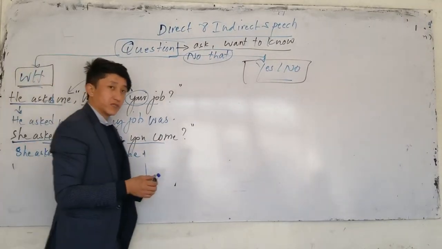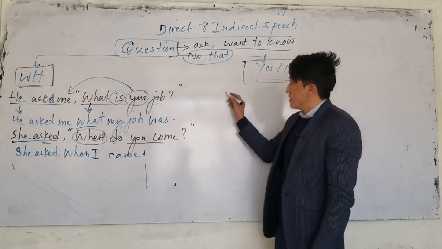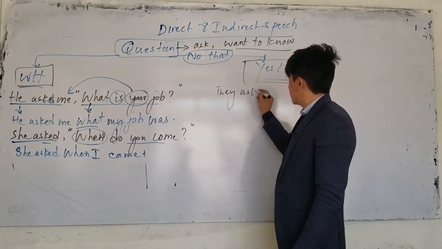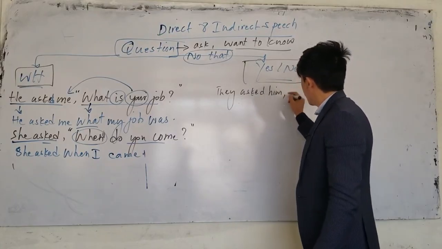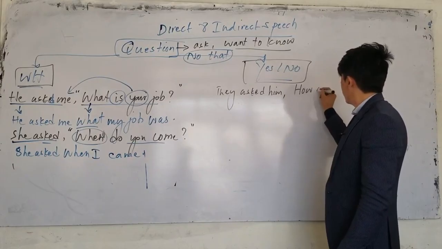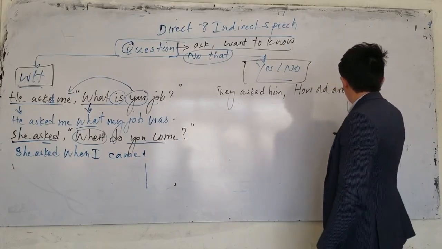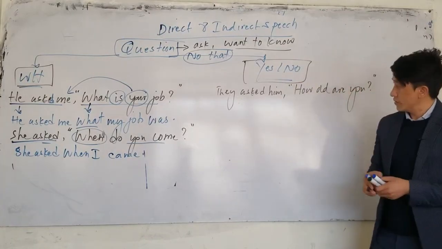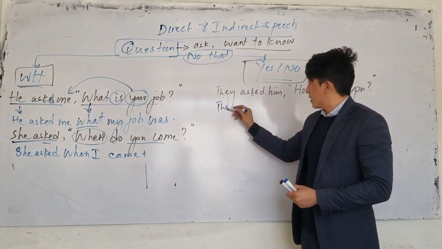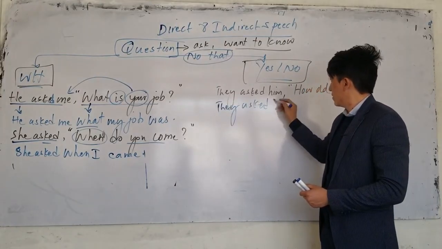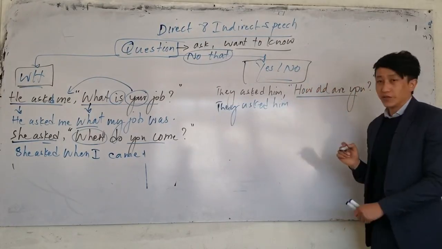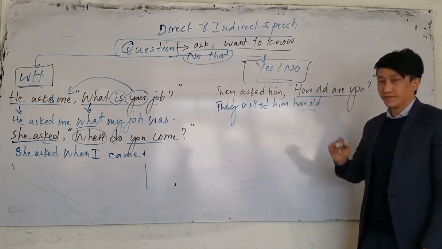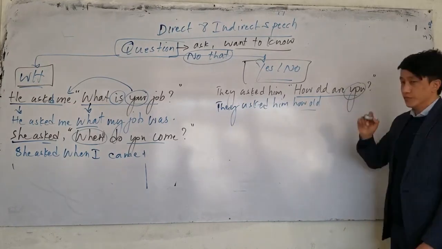If I have another question like this, look, listen up. They asked him, for example, how old are you? Change it to indirect speech. How should I change it now? We can say they asked him. Very nice. They asked him, how old are you becomes what? Now we bring how old down. Look, I say we do not use what? That. How old.